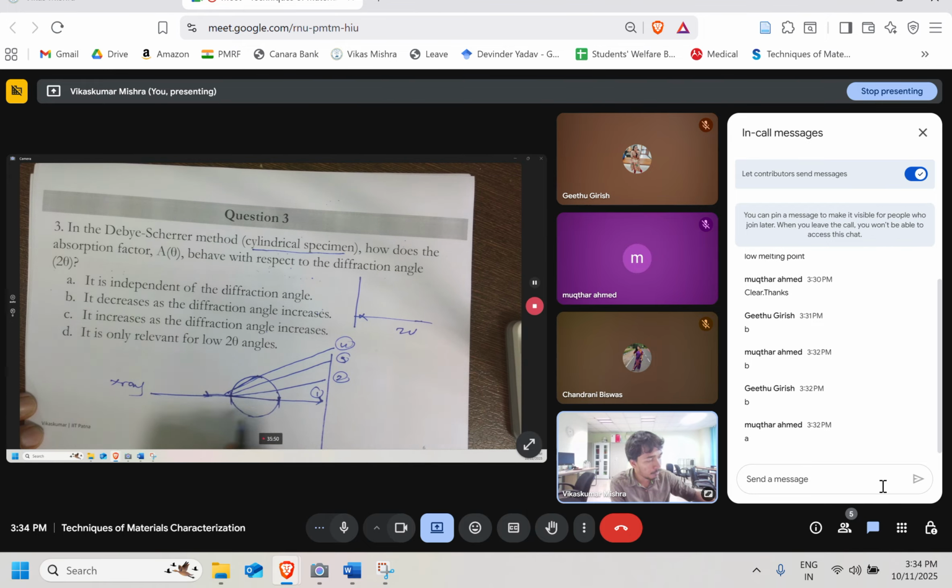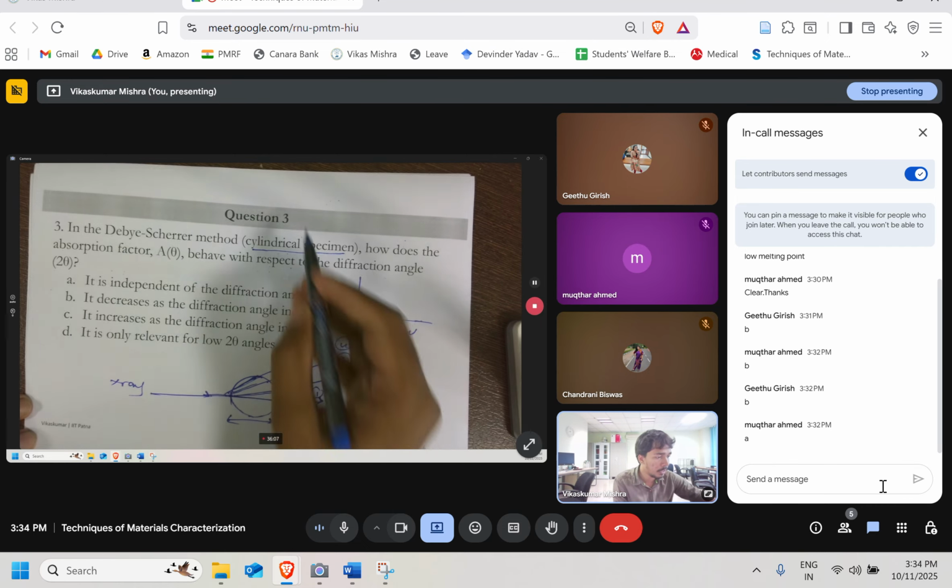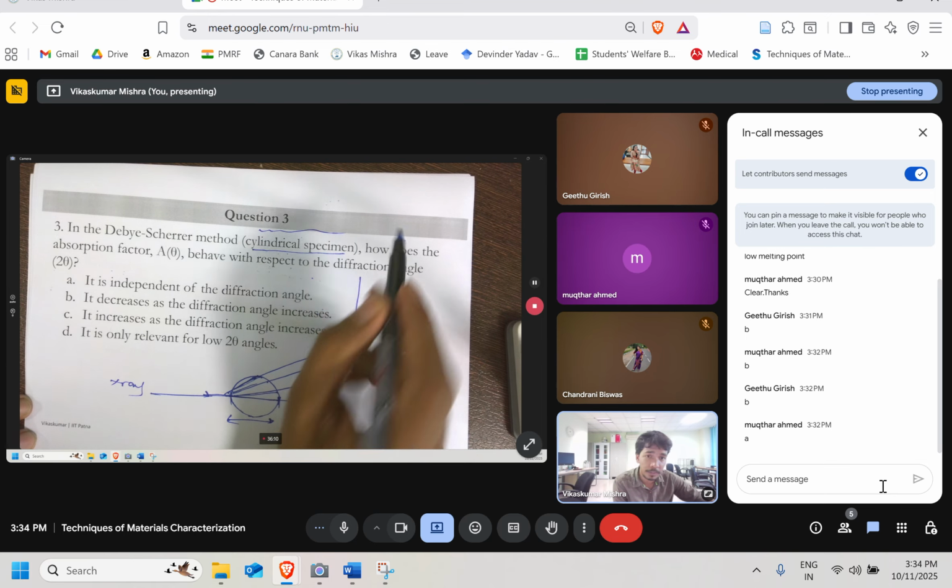What we can see here is that in case 1 the X-ray needs to pass this much thickness in the specimen. In case 2, it has to pass comparatively less. Case 3, it will be even less. Case 4 is even less. So as we keep increasing the diffraction angle, our intensity keeps increasing, right? This is what we are talking about, the cylindrical specimen.